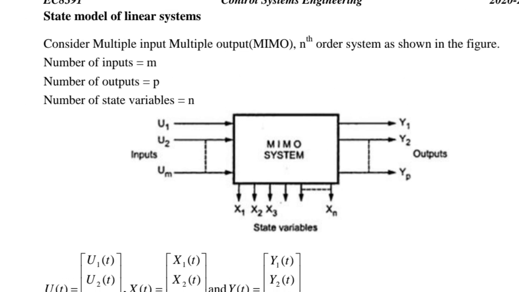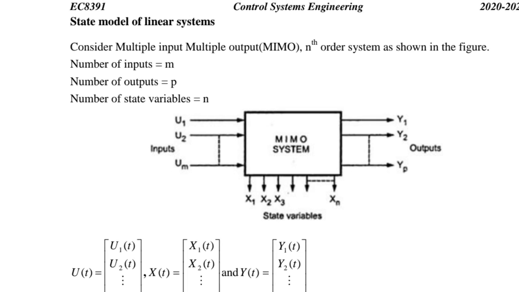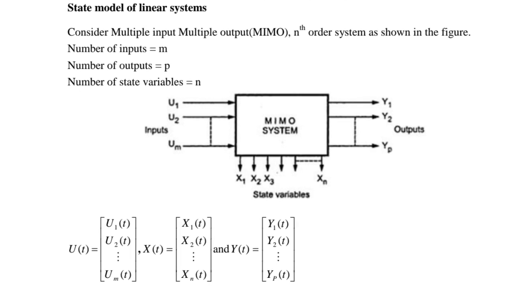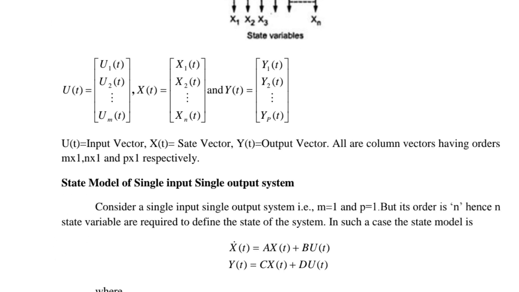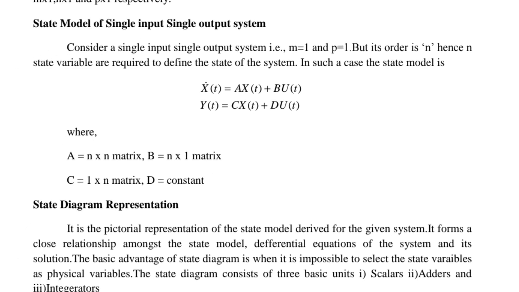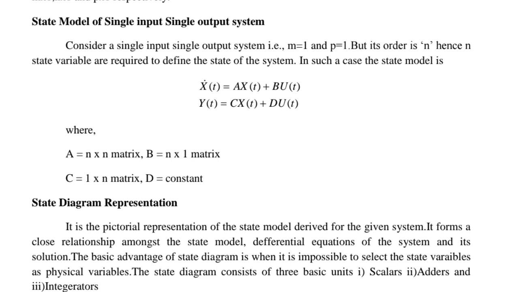So these are the basic considerations we are taking to find the state model of the linear system as shown in the figure. So now the next thing you have to do is find the state model for a single input and single output system. So here you have to consider m is equal to 1 and p is equal to 1.